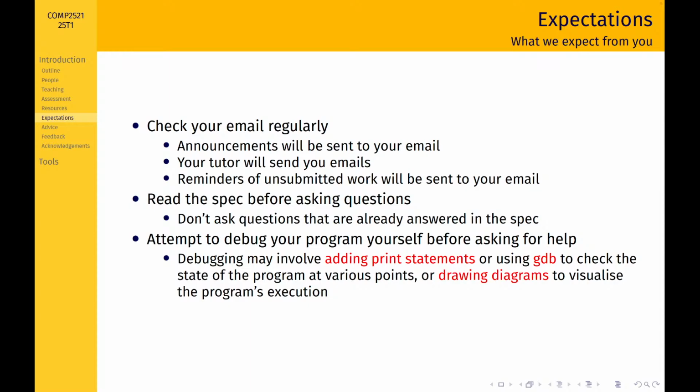Okay, so how can you debug? You can add print statements to your program. That's what you might have done in COMP2521. You might use GDB. GDB is a debugging tool, and we have an extra lab for that we'll release this week. You can also draw diagrams. Drawing diagrams can be really helpful when you're debugging things like linked lists, because you can use them to visualize what the program is doing. When you change a pointer, in your diagram you can change where the arrow is pointing to. That's very helpful.